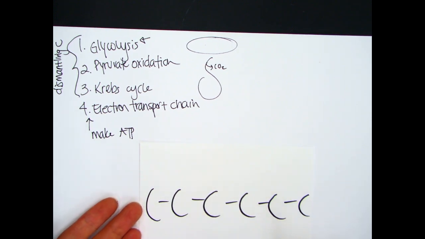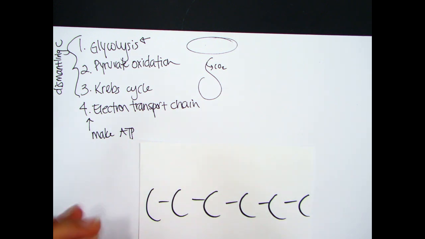So here we have a linearized version of glucose because I'm going to tear it into pieces, and I think it's easier to see if it is linear. Glucose can exist linearly or as a ring. And so normally when you see it in drawings in your textbook or whatnot, it's going to be in the ring shape.